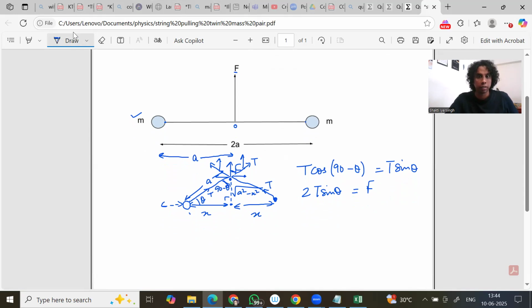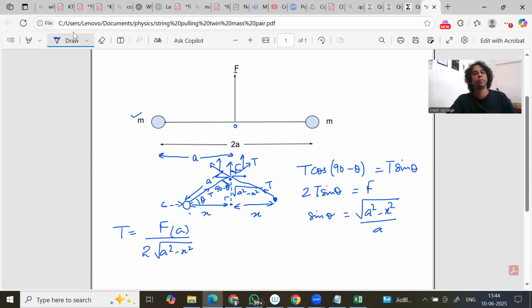Let's see what is sine theta here. Sine theta is, if you look at this triangle here, root a square minus x squared upon a. So from this, I can find out that the tension is equal to F upon 2 times sine theta, and that will equate to this expression.